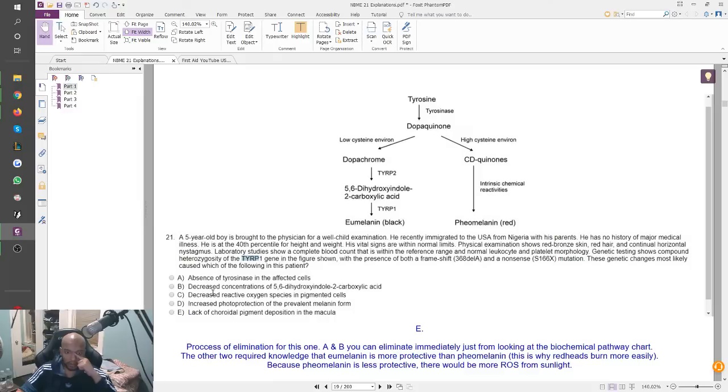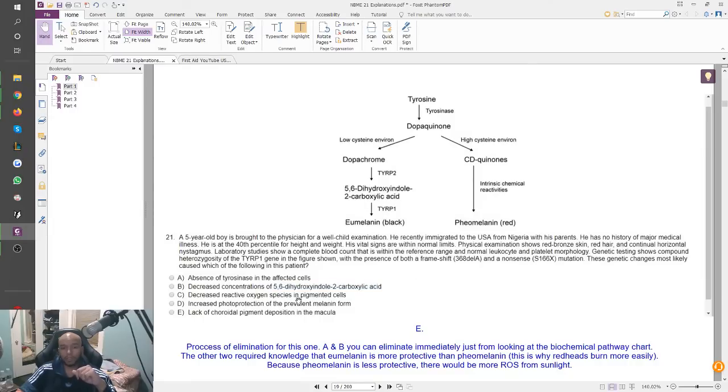And you look at all your answer choices. Absence of tyrosinase. Tyrosinase deficiency would be a whole different thing. Now what's happening with this patient? Decreased concentrations of 5,6-hydroxyindole-2-carboxylic acid. For this, you would refer back to the question, right? All of these. If you didn't have tyrosinase, you wouldn't make any of these things, and that's not what's wrong with our patient. If you don't have this, that would mean that your TYRP2 is not working, and that's not true for our patient. His TYRP2 is working, so he's definitely making this.